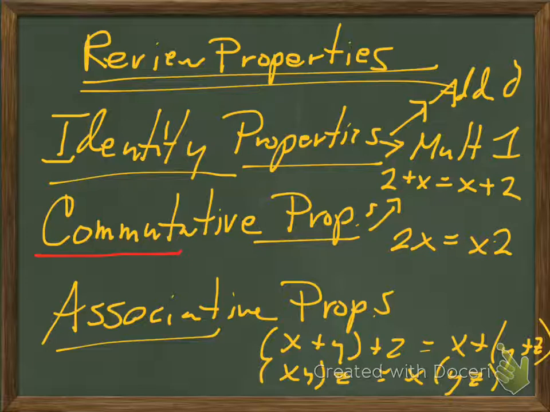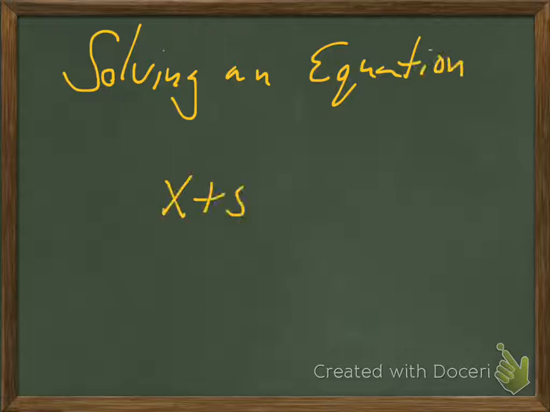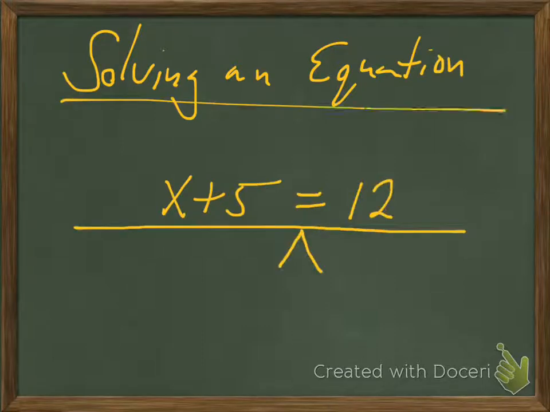But what we're really interested in today is solving an equation. I'm going to write down an equation here. Let's start with x plus 5 equals 12. Ben actually just did this with me a couple days ago in his class. We're going to think of an equation as a what? What was the analogy for that?